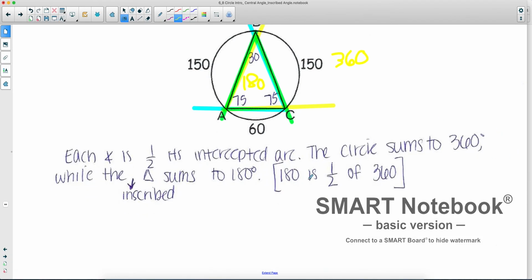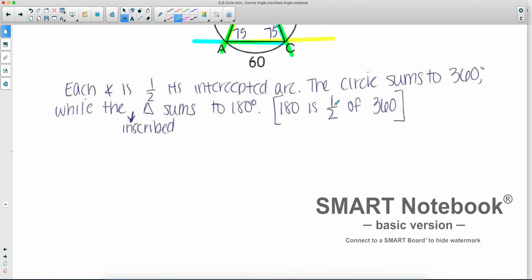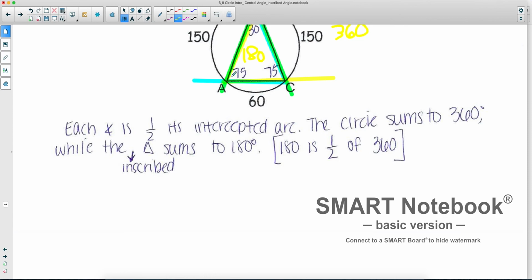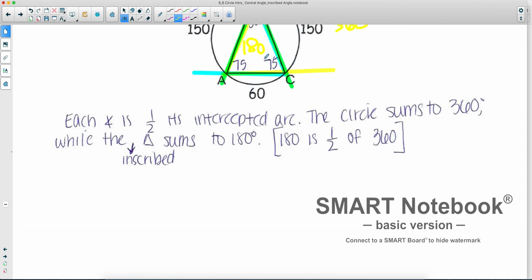So, each angle is half the intercepted arc, true, and the circle sums to 360 while the inscribed triangle sums to 180. 180 is half of 360, right? So since this triangle is inscribed, it's half of the circle, which is 180. That's kind of how it shows it there, just using that inscribed angle theorem.